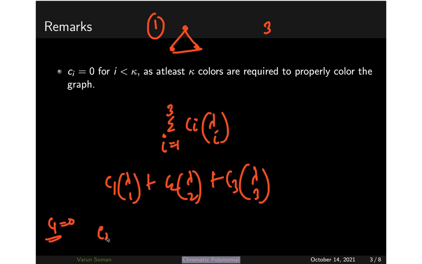Similarly, what will be the value of C2? Again, since this is a complete graph on n vertices, here 3 vertices, you require n different colors. So you cannot color this graph using 2 colors either, and your C2 also will be 0. And what is your C3? In C3 you are using 3 colors. You have 3 vertices to be colored using 3 different colors. So you have n objects and n assignments to be given. What is the formula for that? That is nothing but n factorial. So you have 3 vertices to be assigned 3 colors, and that is n factorial.